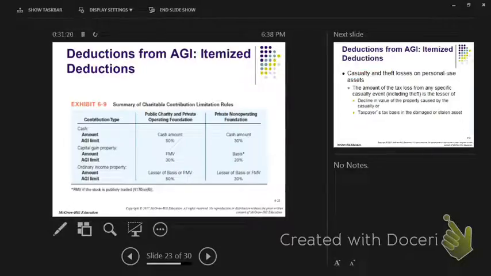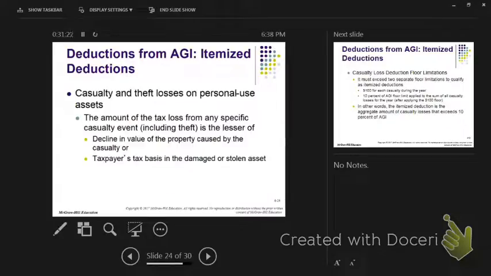All right, there's the chart I mentioned. This one right here does not happen very often, but it's also very confusing when it happens to you guys. So casualty, theft, and loss on personal use asset. First of all, if you're reimbursed by the insurance, this no longer comes into play. If you're not reimbursed the full amount, then it could come into play.